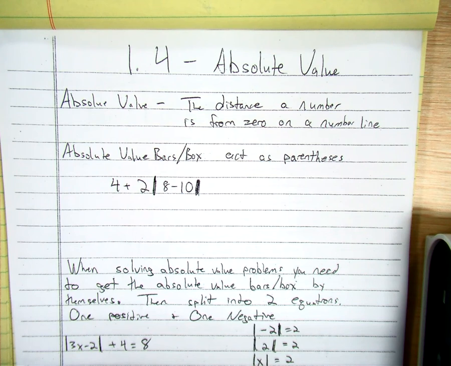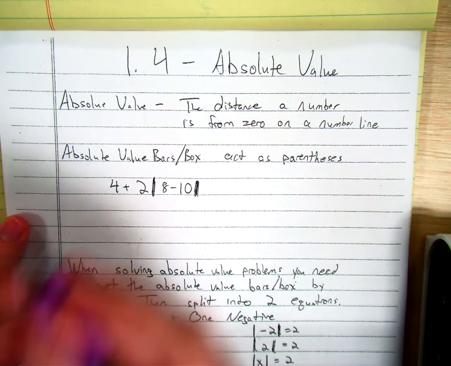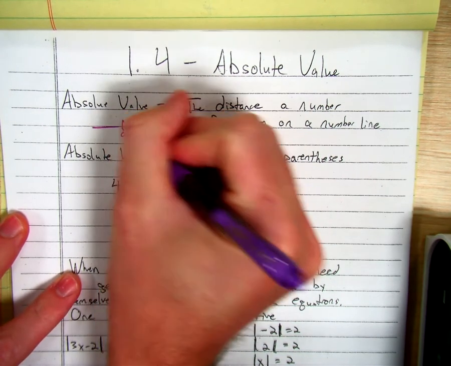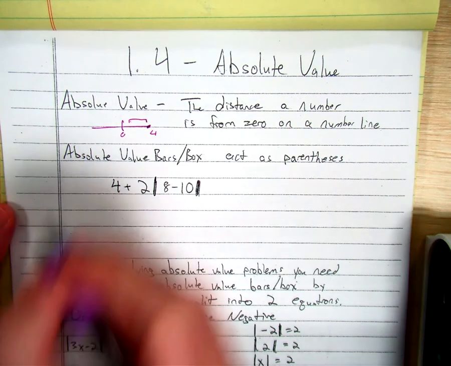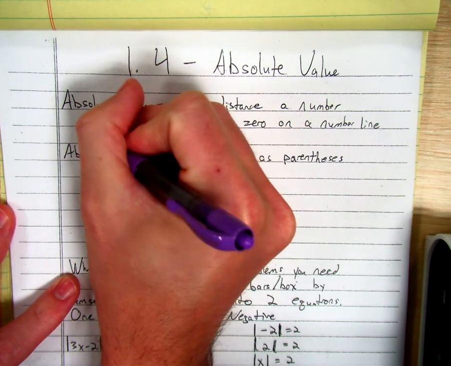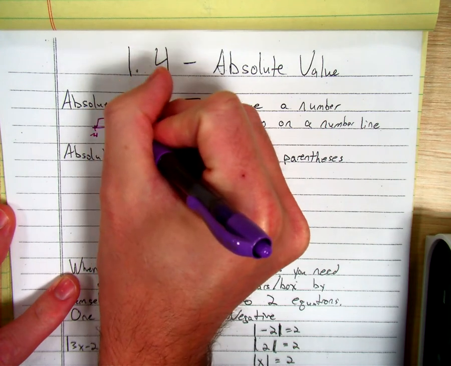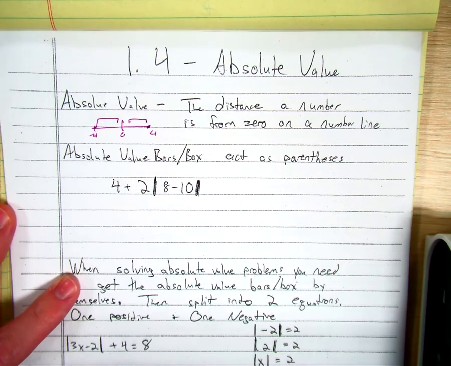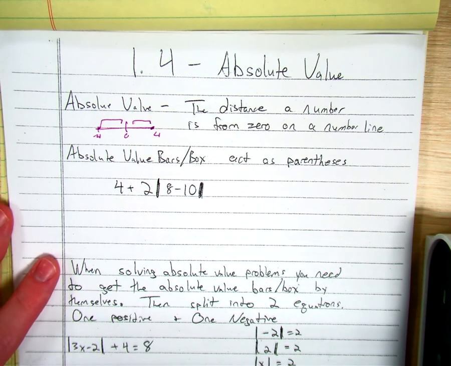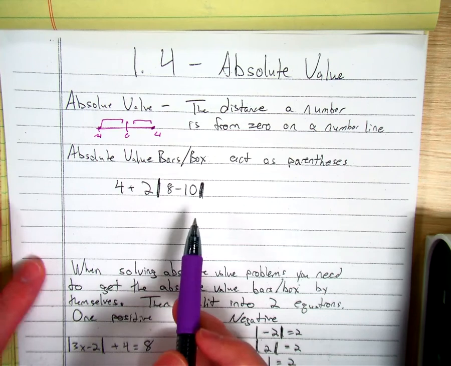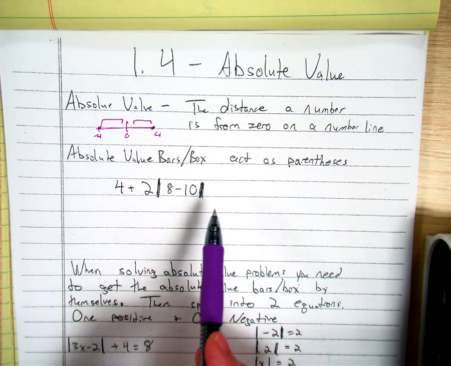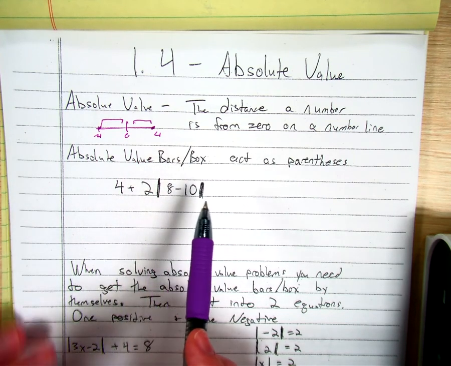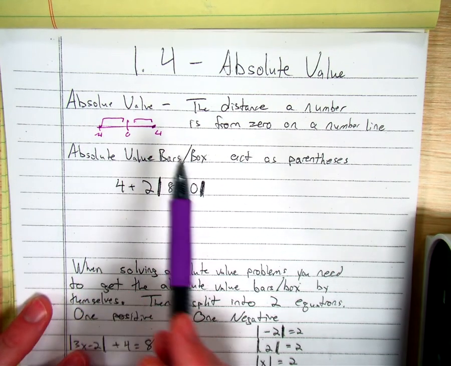Remember that absolute value is the distance a number is from 0 on a number line. So you've got 0 here in the middle. 4 is 4 units away from 0. And guess what? Negative 4 is also 4 units away from 0. So that's a way to think about that. Some people like to think of it as it makes everything inside positive, because you can't have negative distance.